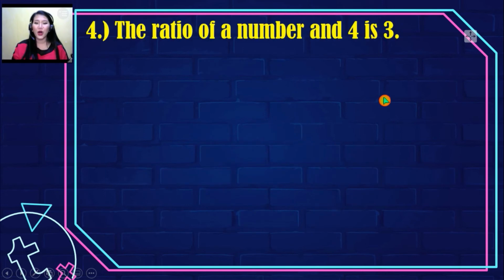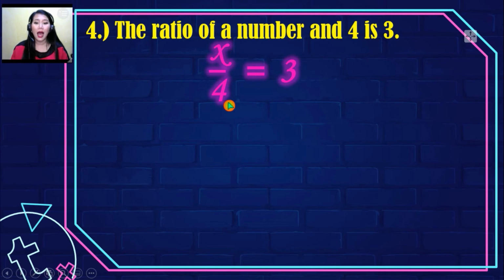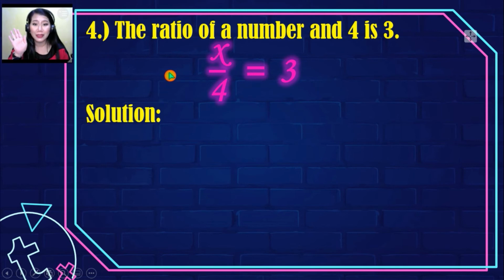The ratio of a number and 4 is 3. So, pag pinag-divide daw natin yung unknown number na yon, hindi natin alam, which is your x, gamit tayo ng variable, at ng 4, ang sagot daw ay 3. So, ano kaya yung number na yon na kapag divide natin by 4, ang sagot daw ay 3? Okay, ayun, 3. So, let's show our solution. Tama ba ako? Pares pa tayo ng naiisip na number.